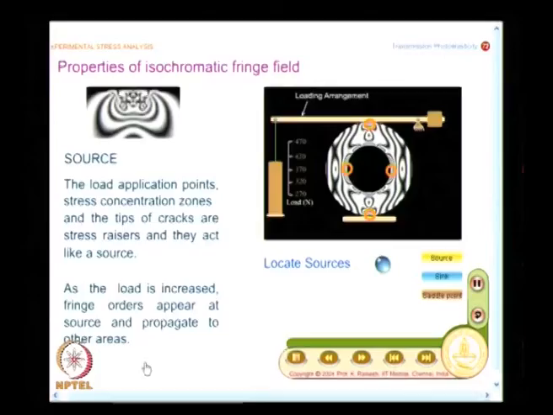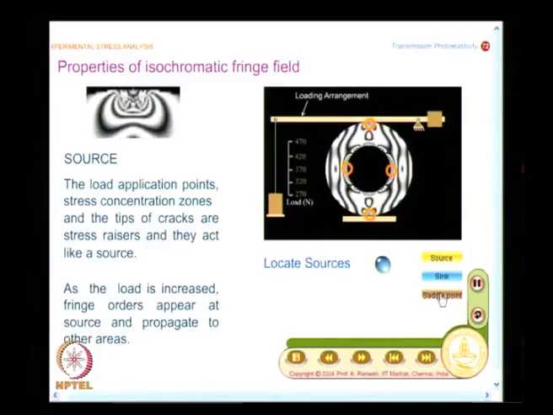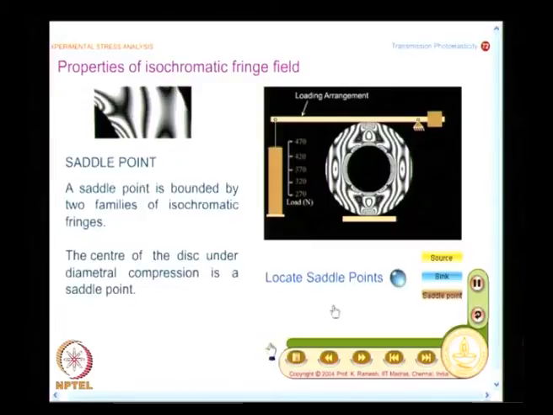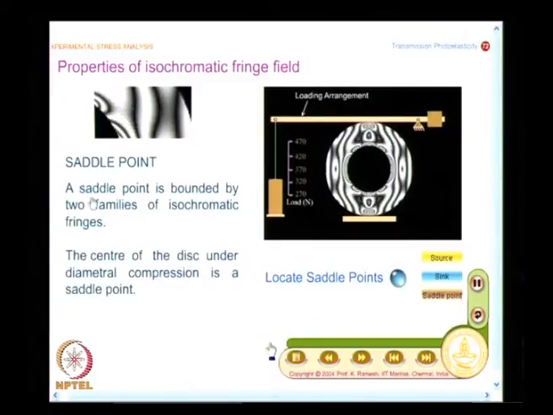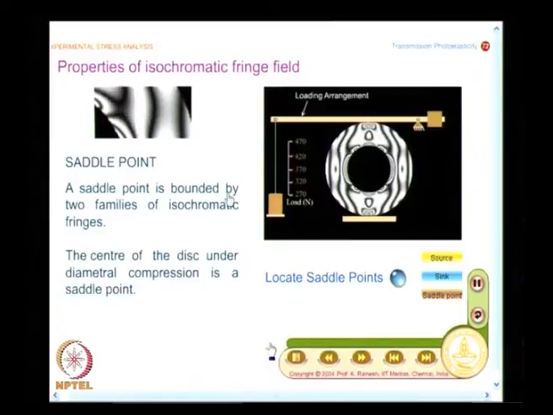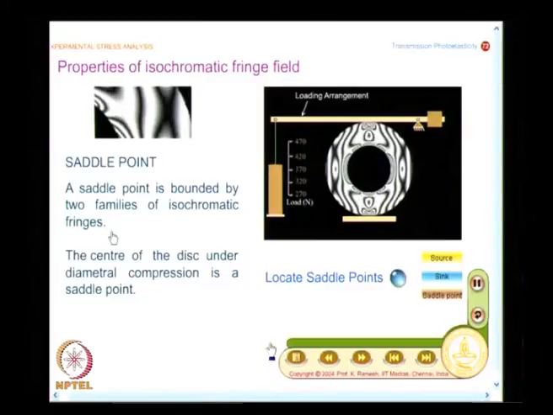fine. And in that case, I could find out this as two orthogonal lines. It is not necessary that it is always orthogonal. So, we will see what is a saddle point. Having looked at the circular disc, the center is a saddle point. A saddle point is bounded by two families of isochromatic fringes.